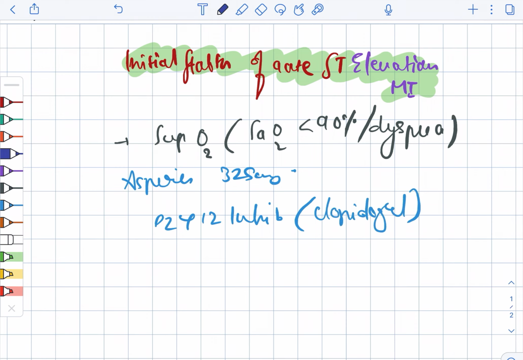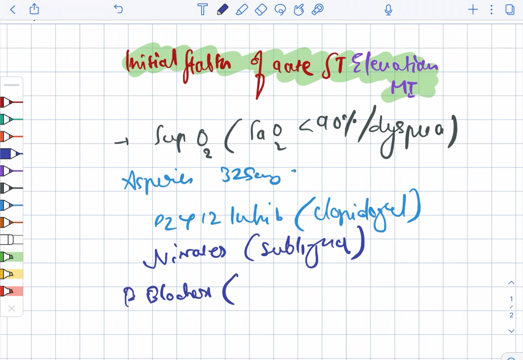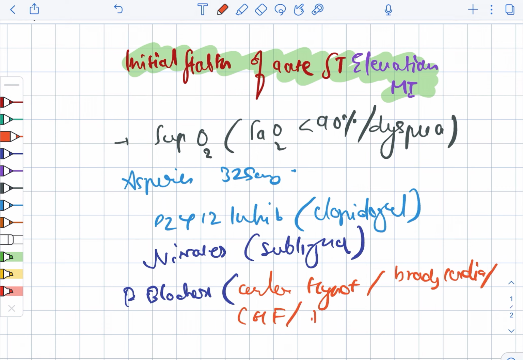Next, there is also presence of sublingual nitrates and beta blockers. Beta blockers are used unless there is hypertension, as well as bradycardia, as well as CHF, that's chronic heart failure, or heart block.